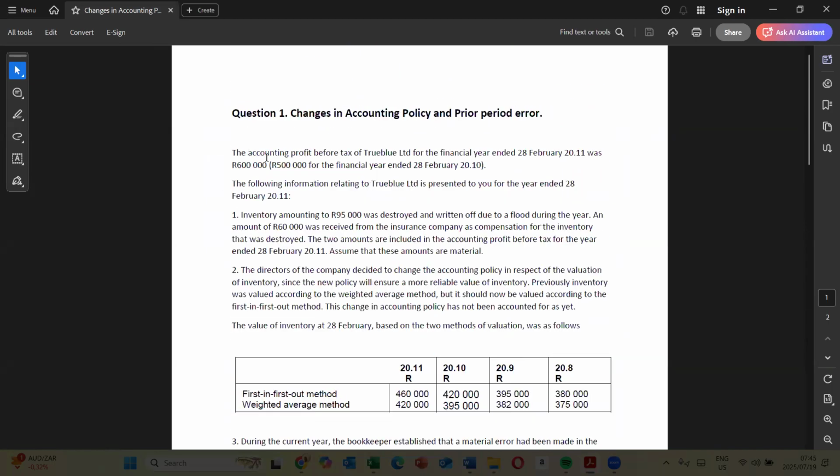So, the accounting profit before tax of True Blue Limited for the year ended 20 February 2011 was 600,000 and 500,000 for the financial year ended 20 February 2010. The following information relating to True Blue is presented to you for the period ending 20 February 2011. Inventory amounting to 95,000 was destroyed and written off due to flood during the year. An amount of 60,000 was received from the insurance company's compensation for the inventory that was destroyed. The two amounts are included in the accounting profit before tax for the year ended 20 February 2011. Assume that these amounts are material.